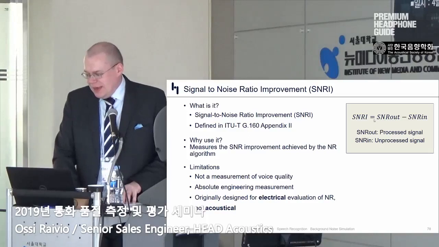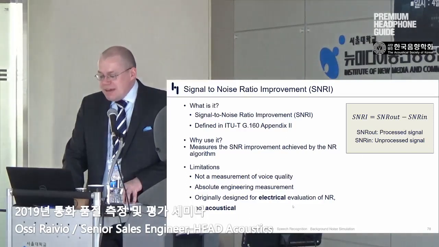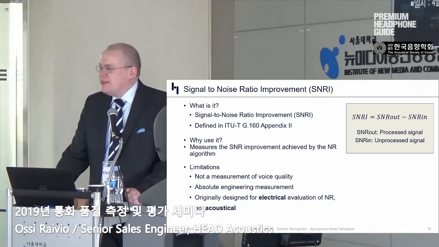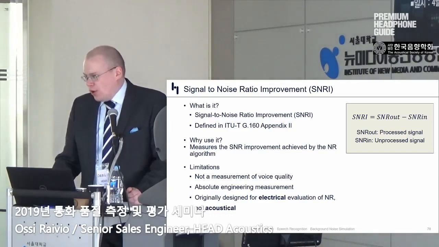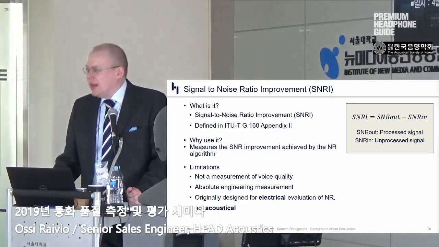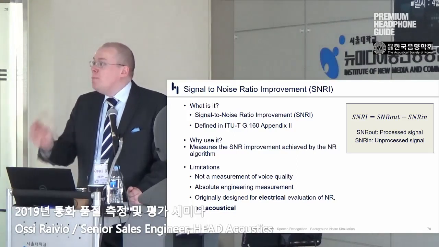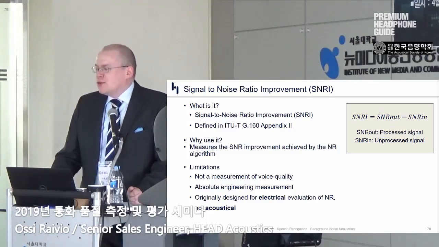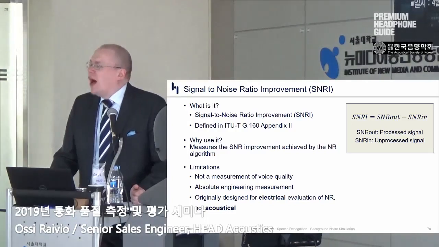You can see here the SNR out, which is the processed signal, minus SNR in. The biggest problem with SNRI is that it was originally designed for electrical, for network noise cancellers. And when you are doing measurements in a digital network, you can do well-synchronized measurements. You can basically do a bit accurate recording. So when you go to the acoustical domain, the SNRI algorithm is sometimes, you could call it, hypersensitive.